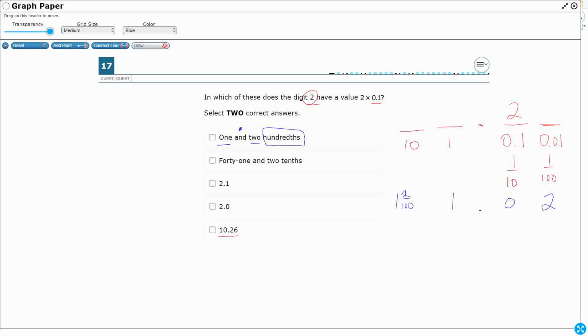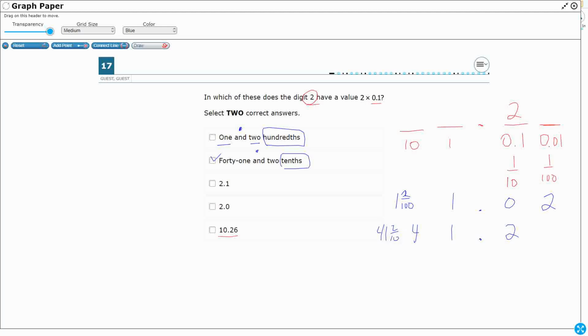But I don't need 2 hundredths, I need 2/10ths. Okay, so 41 and 2/10ths. So let's build 41, right? And 2, and then they give you the place value that I'm wanting, 2/10ths, so that one's going to work. We can say 41 and 2/10ths is a mixed number.